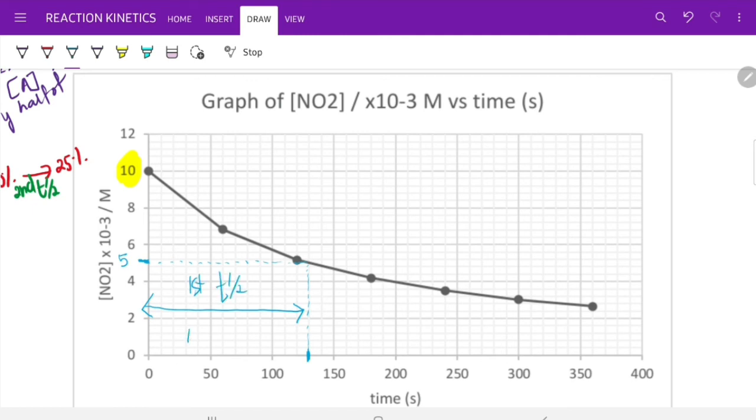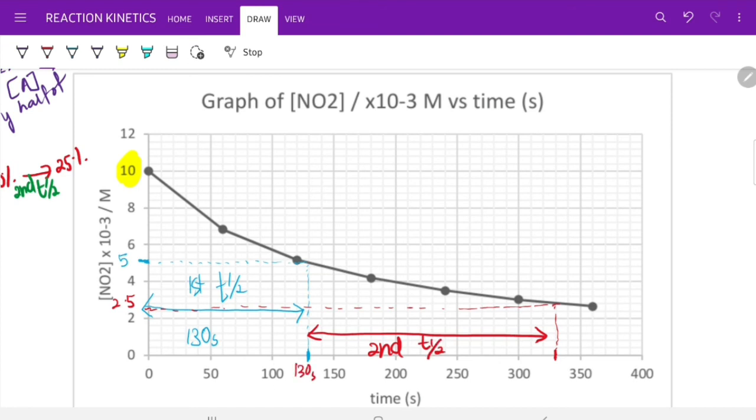The gap here is 130 seconds. Let's find out the second half-life. From 5, it's going to reduce to 2.5. So 2.5 is roughly around here. From here to here is your second half-life. So from 130 seconds to 330 seconds, the gap here is about 200 seconds. Your first half-life is 130 seconds, and your second half-life is 200 seconds.